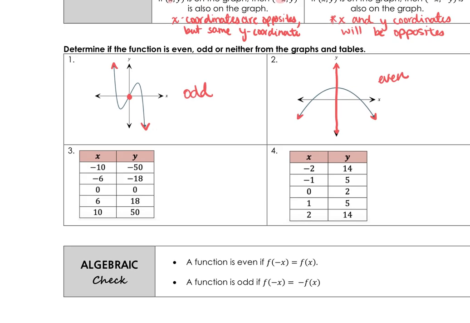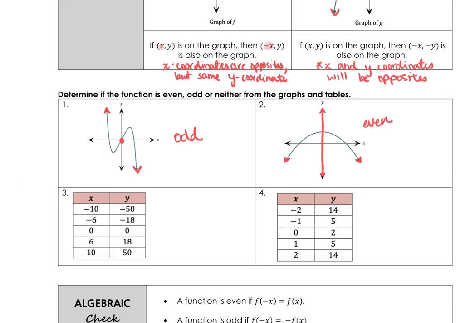Then below that, I gave you two tables. So this is really when you just want to think about how these ordered pairs are related. So if you look at the points that they gave you in this first x, y table, we have -10 and -50, -6 and -18, then there's a point on the origin at 0, 0. And then I have 6, 18, and 10, 50.